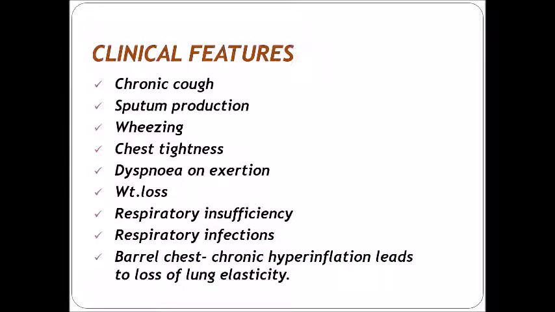Respiratory insufficiency, frequent respiratory infections, and the appearance of the patient's chest will be a typical barrel shape. It is due to chronic hyperinflation of the alveoli and loss of elasticity of the lungs. So these are the common clinical features you may find in chronic bronchitis.